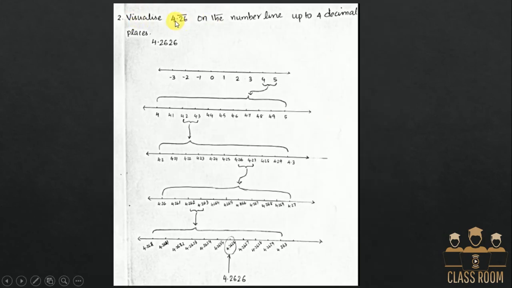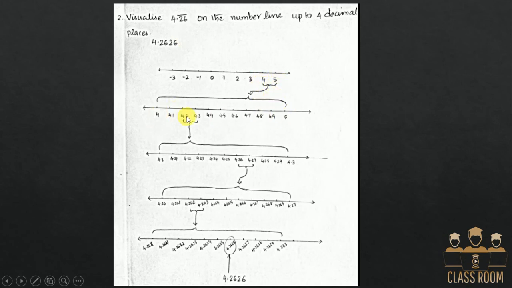Here the number is 4.26 bar on the number line up to 4 decimal places. So our number is 4.2626. First of all, draw our number line with positive and negative integers: -3, -2, -1, 0, 1, 2, 3, 4, 5. So our number is 4.2626. The number is in between 4 and 5.